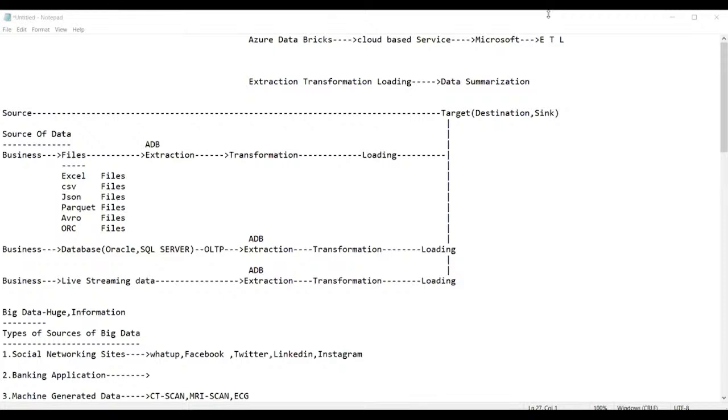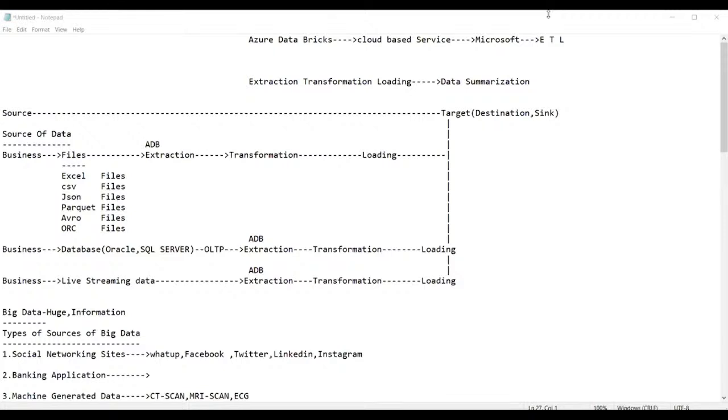I am basically from an ETL background. So what do you suggest, should I go for ADF or ADB? Are you from a technical or non-technical background? I am an ETL developer, an Informatica developer. Then you can go with ADB, why not? Definitely ADB will work for you.